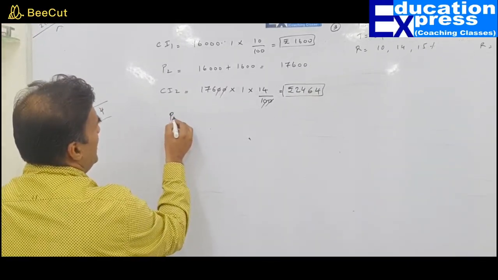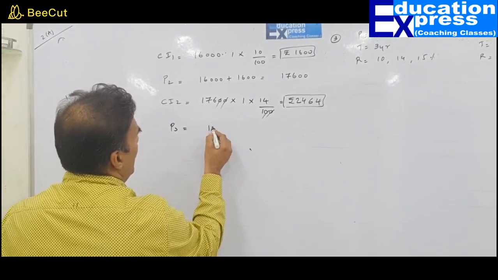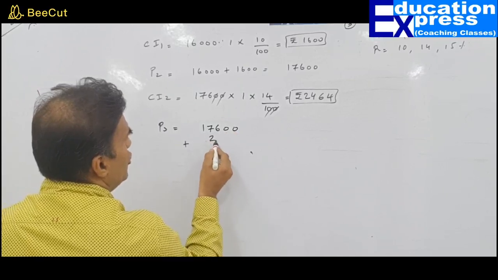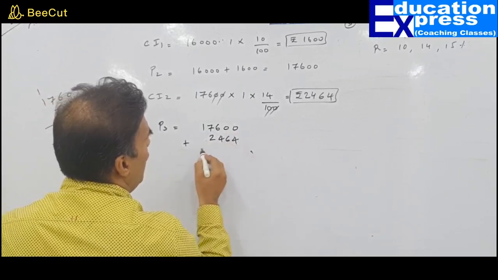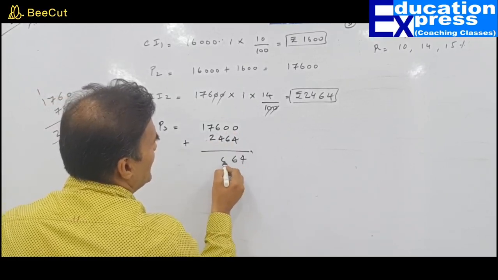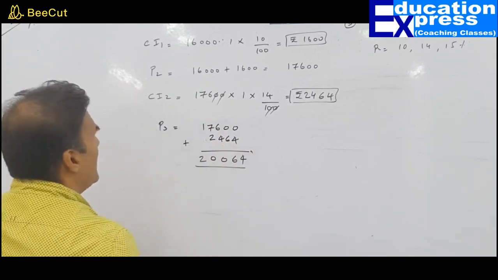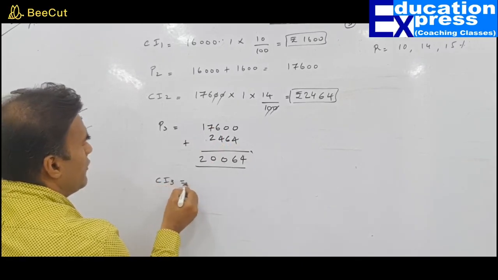So the P3 would be 17600 plus 2464, that is 20064. Can you find interest for the third year? Of course, yes.